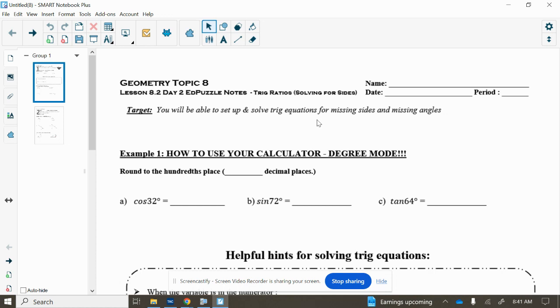Everyone, and welcome to lesson 8.2, day 2. Today we are going to talk about using trigonometry to help us solve for missing sides of our right triangles.